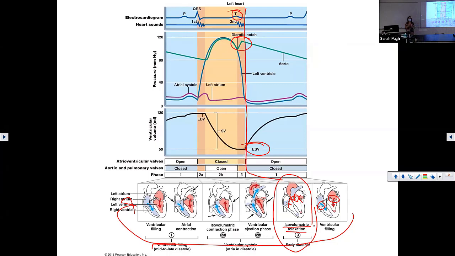I want you to think of all the valves in the heart, their whole function is to prevent backflow into a chamber, right? AV valves prevent backflow, so the valves here, they're preventing the backflow of blood into the atria, and the semilunar valves are preventing backflow of blood into the ventricles. So when the ventricle starts to relax, that's when the semilunar valves are going to shut because we don't want blood flowing backwards into them, okay?